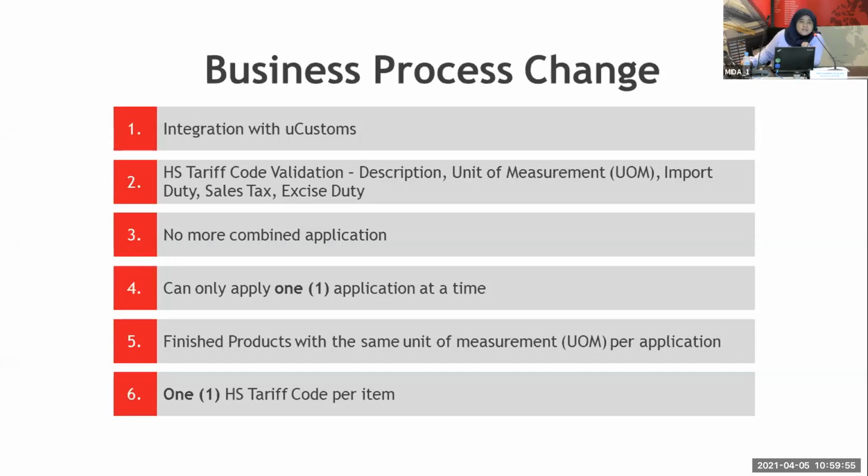If you have different HS tariff codes, but maybe the description is the same, let's say you have 6, you have to key in all 6 tariff codes for the same item. It means it will be 6 records or 6 rows. So this is what we meant by one HS tariff code per item.